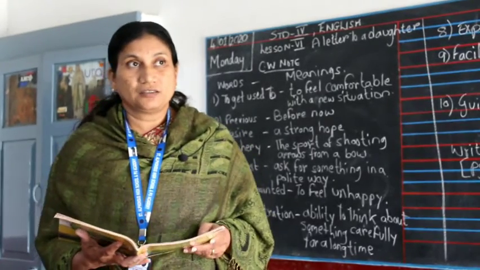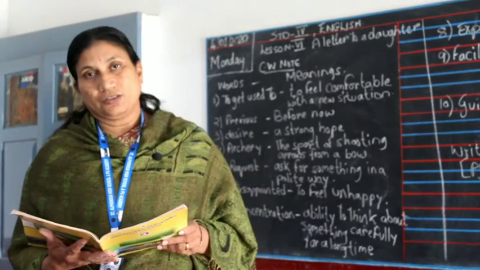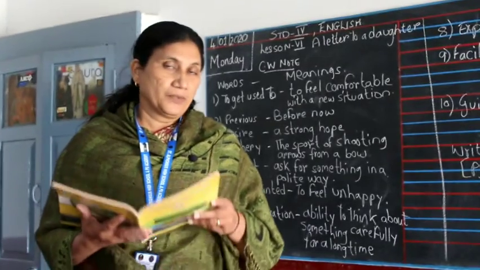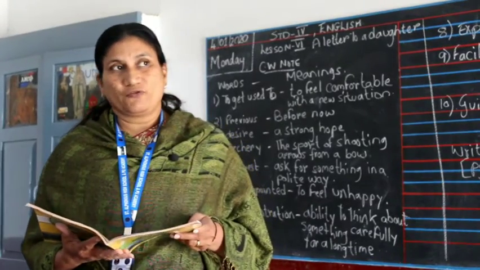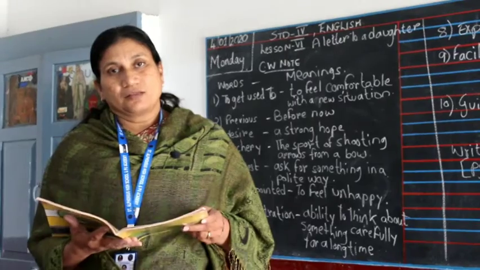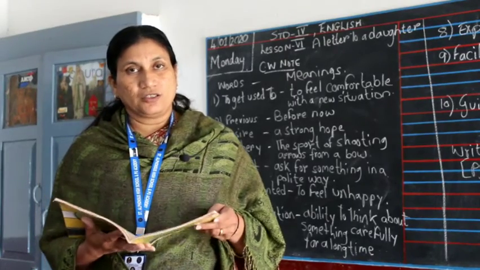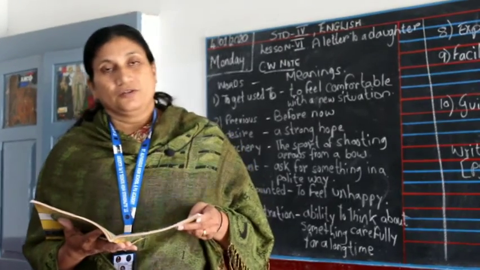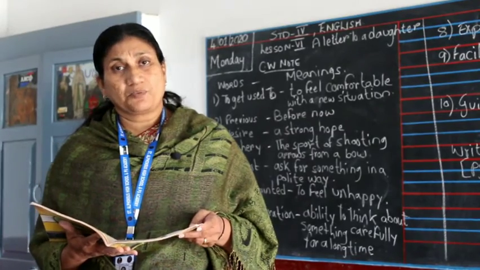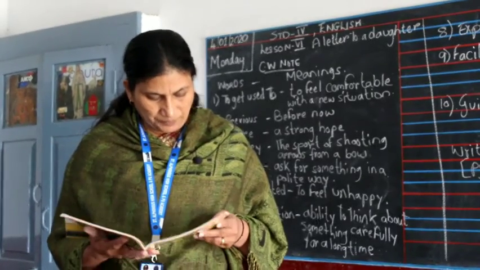So the father is writing a letter to his daughter who is staying in a hostel, far away from home. She might have gone there to study, not anywhere near her house. So she is staying separately from her parents in a hostel.